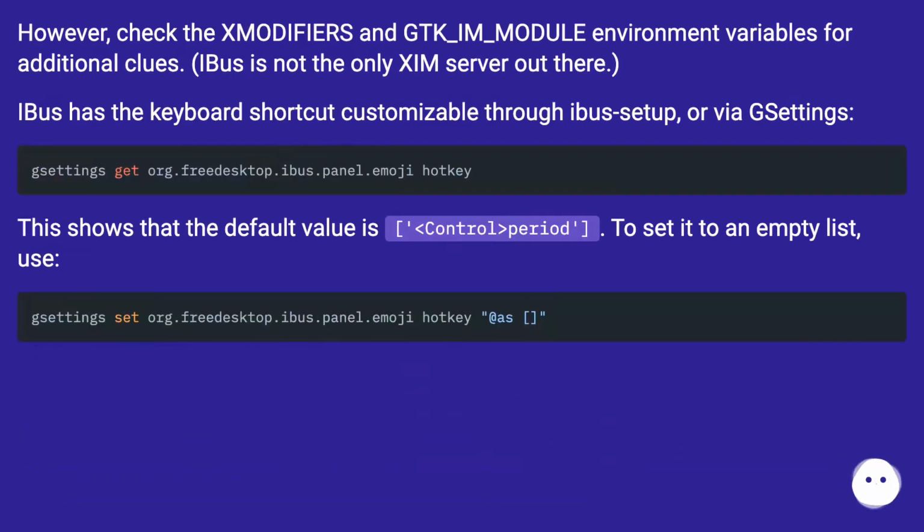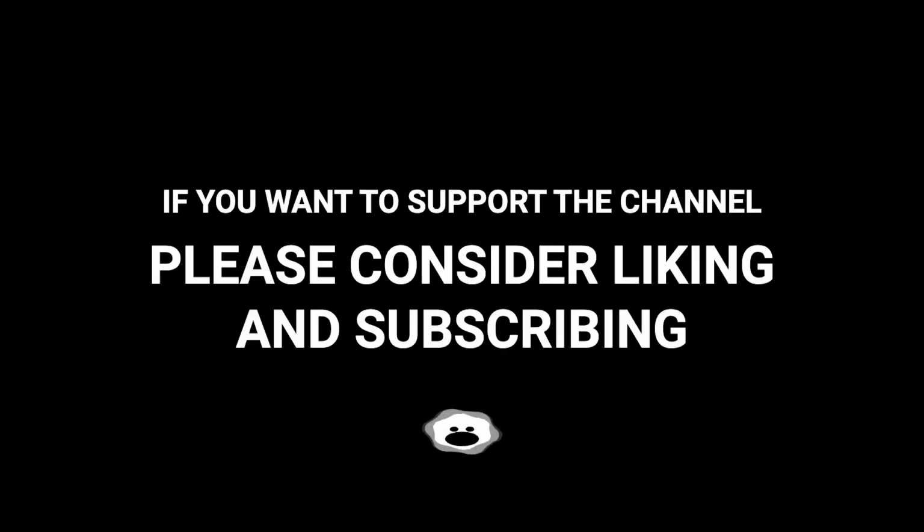However, check those modifiers and GTK_IM_MODULE environment variables for additional clues. IBus is not the only XIM server out there. IBus has the keyboard shortcut customizable through IBus setup or via settings. This shows that the default value is period. To set it to an empty list, use [].